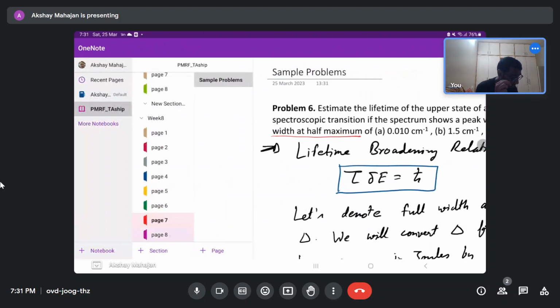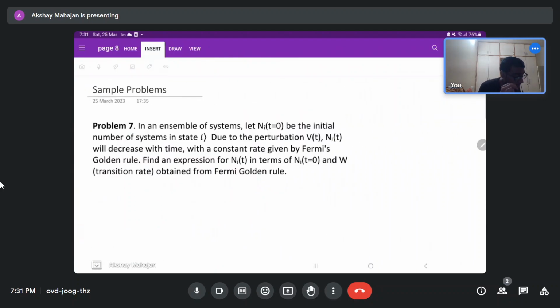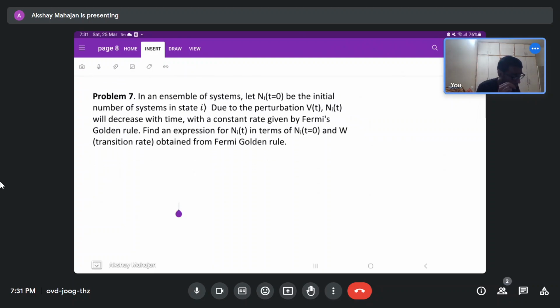Alright, now let's go to our next problem. So in this problem, what is given to us is that in an ensemble of systems, let Ni at t equals 0 be the initial number of systems in state I. Now due to the perturbation V(t), which is a function of time, this Ni(t) will decrease with time at a constant rate given by the Fermi golden rule.